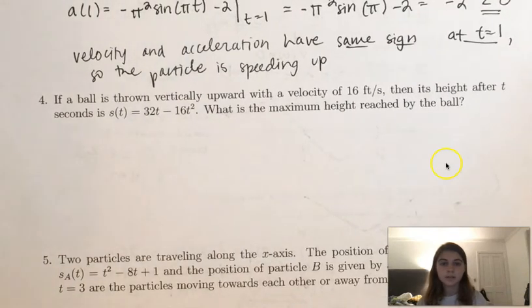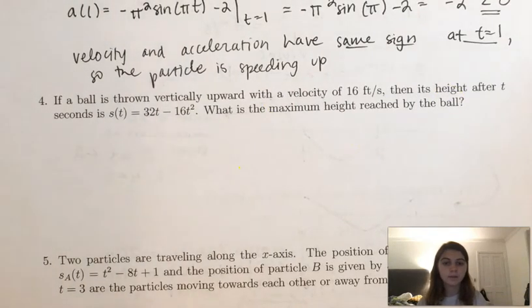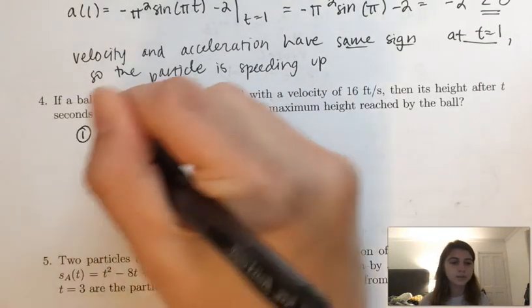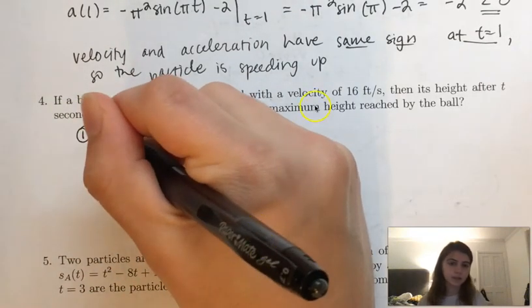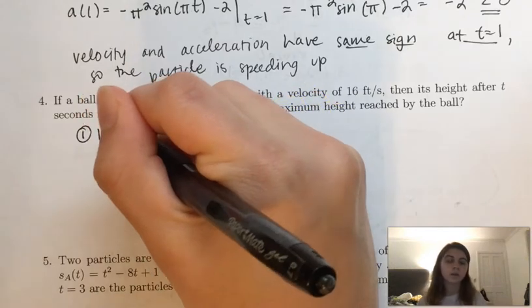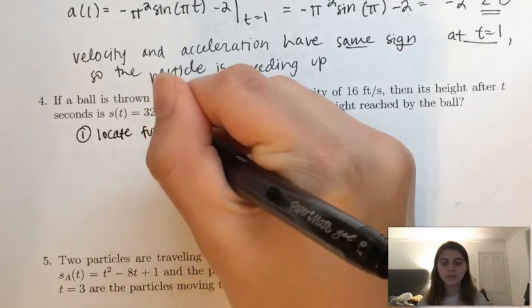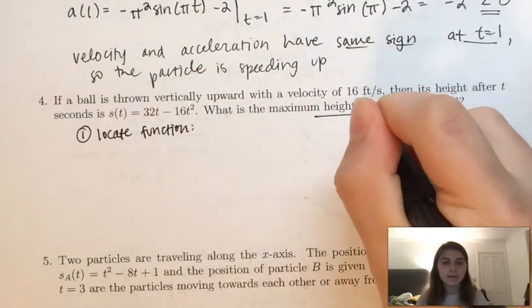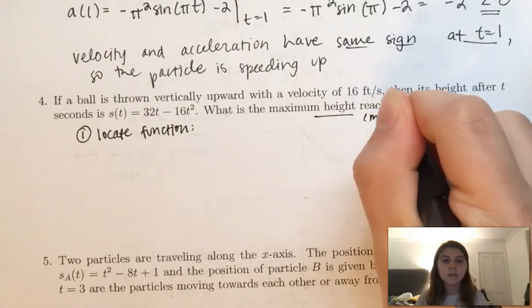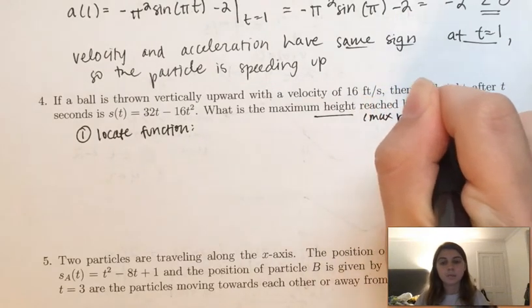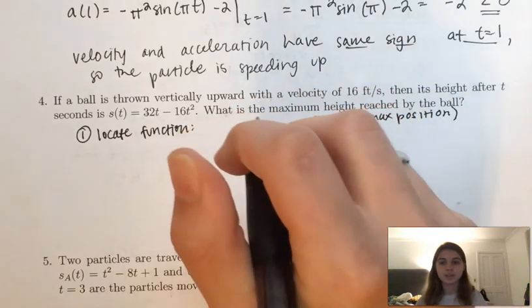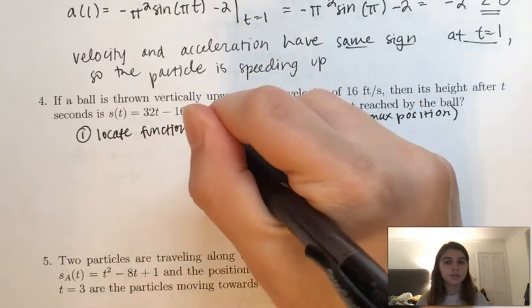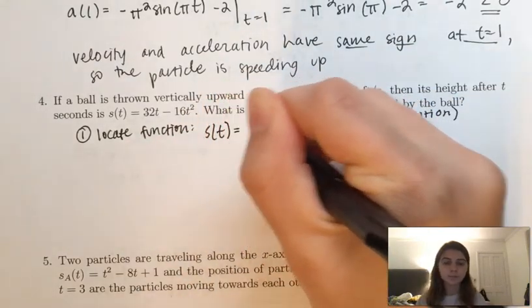All right, we're looking for a maximum height, which, if you translate that, remember height would be referring to its position. So we're basically looking for the absolute maximum of the position function. So when we have an absolute maximum, the first thing is to locate the function. Like I said, it's the maximum height, so it's the maximum of the position function. So our locate function step is just s of t equals 32t minus 16t squared.